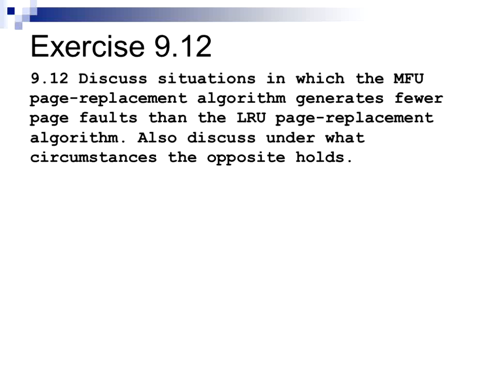So your next exercise was discuss the situations in which the MFU, most frequently used page replacement algorithm, generates fewer page faults than the LRU page replacement algorithm. Also discuss under what circumstances the opposite holds. So here I was looking for 2 different examples, and the way I answered this question was to actually come up with some page reference strings in which MFU would generate fewer page faults, and then another one in which LRU would generate fewer page faults.